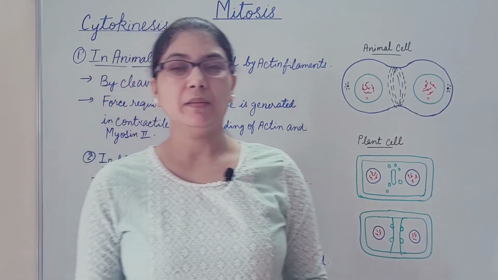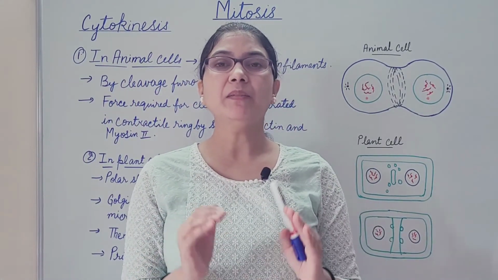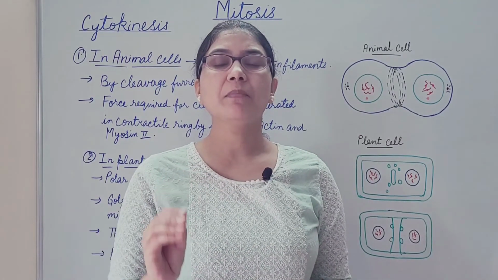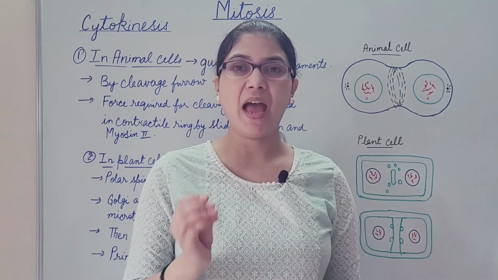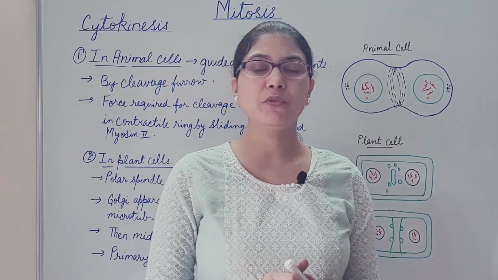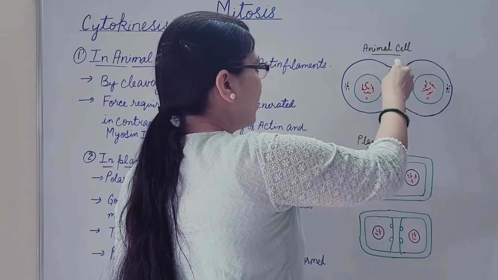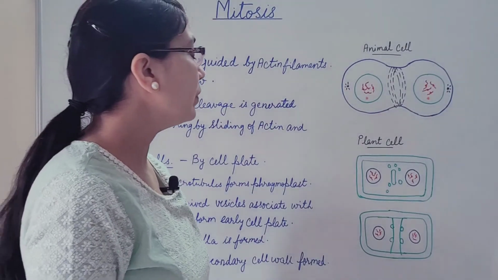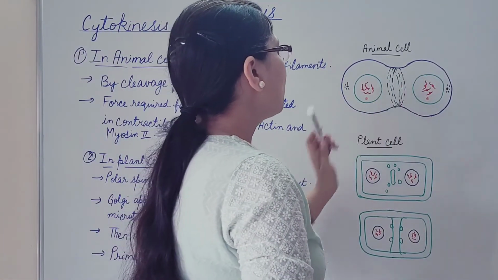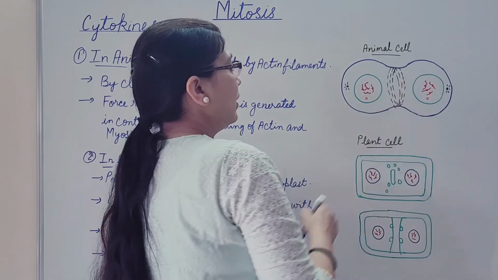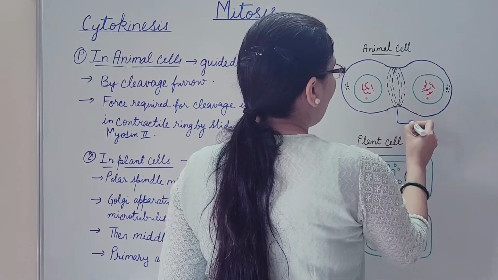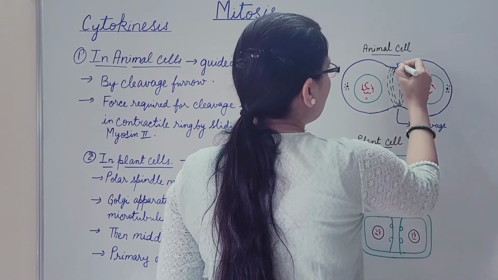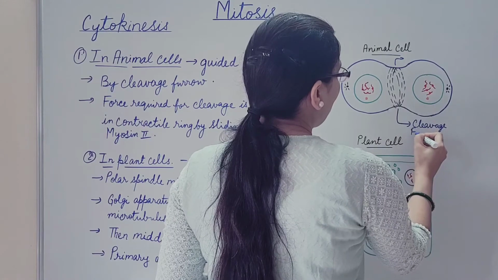In the animal cell, cytokinesis takes place by the cleavage. It is guided by the organized bundle of actin filaments, actin filament and myosin II. These arrange along the circumference of the cell in the cytoplasmic region of the plasma membrane. This forms the contractile ring, and this contractile ring defines the cleavage furrow. This and this both are cleavage furrow.